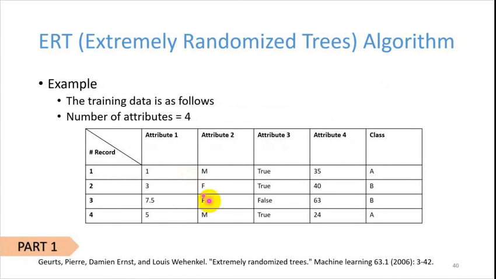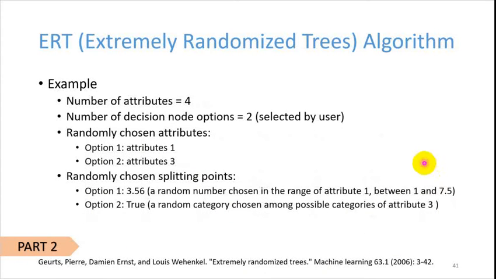Here is an example. For instance, this would be our data. We have 4 attributes here, and we have the classes here. And we need to decide how many decision node options we want in the algorithm. For instance, we decided that we need only 2 options that we want to choose among at every step.